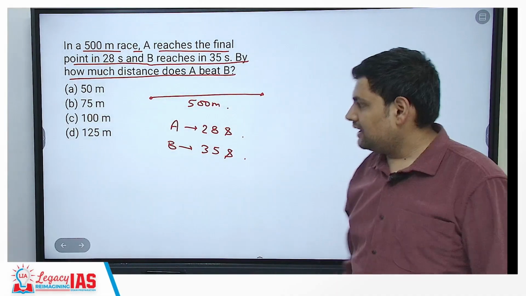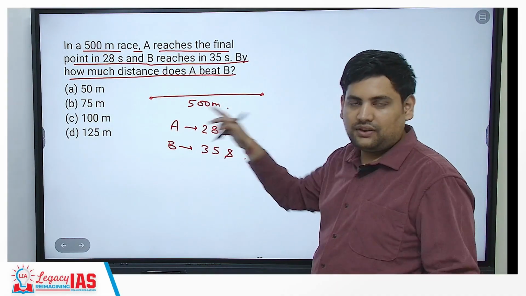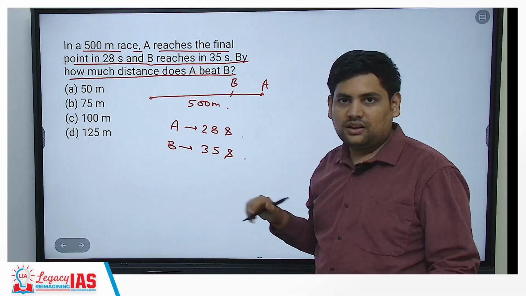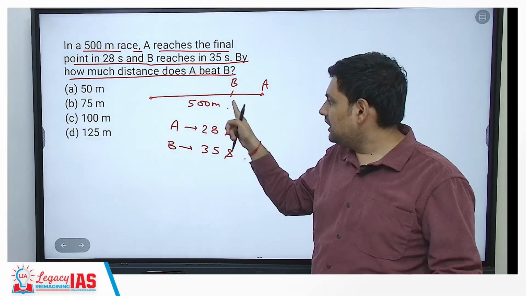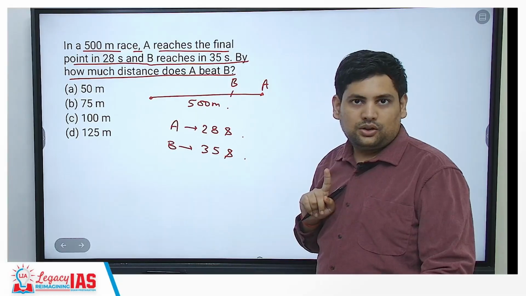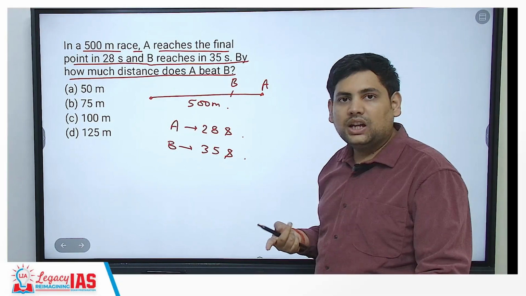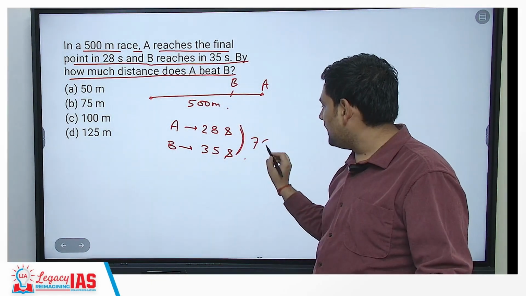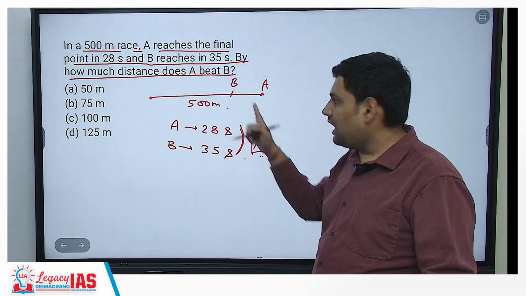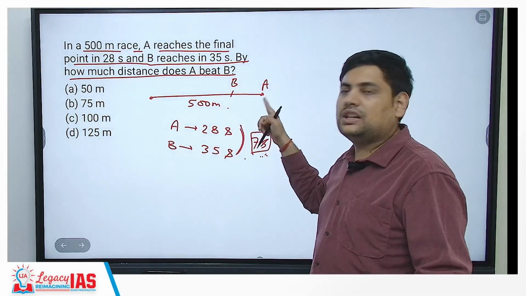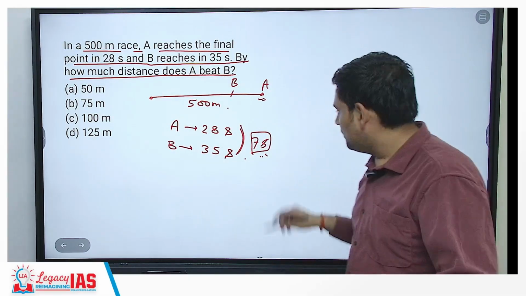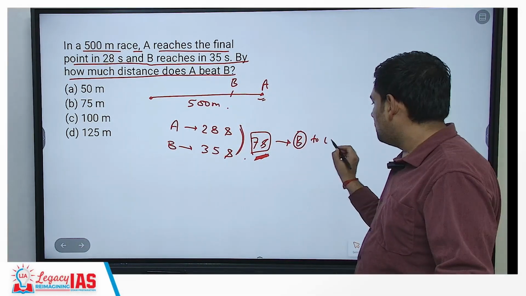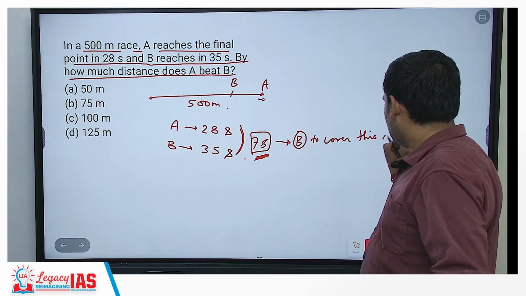Now understand this, that when A reaches here, B is still somewhere behind. Correct? Because B still has to complete that distance. So B is still behind. Now, how far behind is B? See, if this is 28 and this is 35, the difference is 7 seconds. That means B still has to travel 7 more seconds to reach the end point. So 7 more seconds has to be traveled by B to cover this distance.